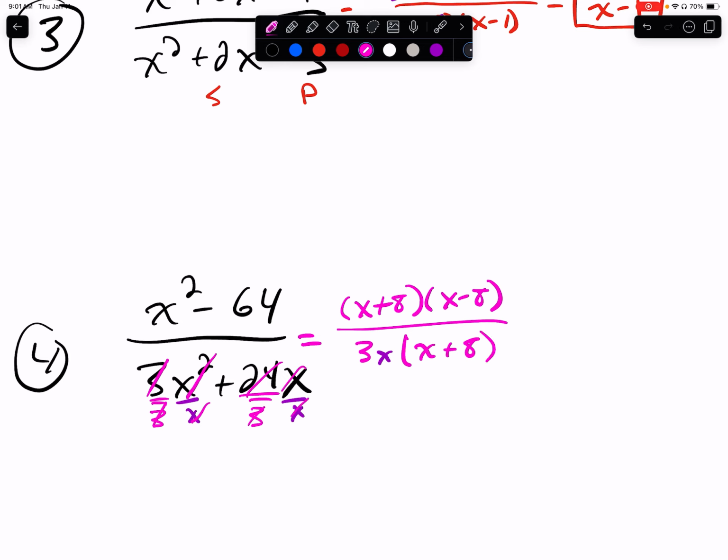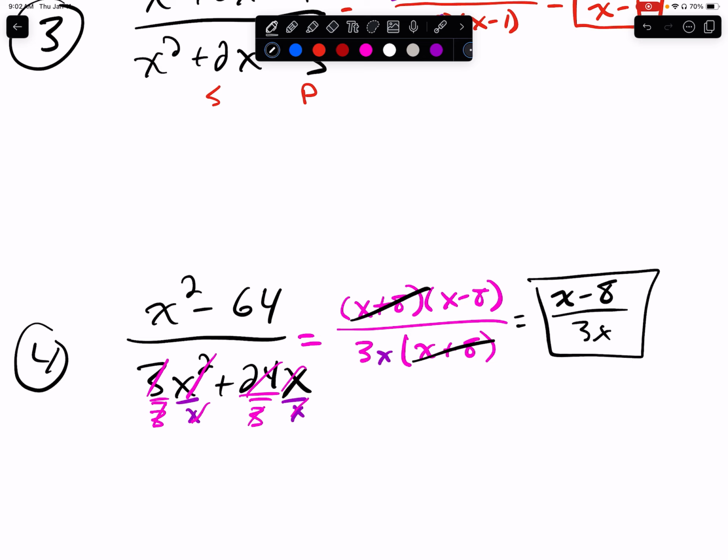Now notice we have a multiplicative relationship. We're multiplying everything here. Notice that on the top and on the bottom there is an x plus 8. So x plus 8 divided by x plus 8 is really just 1. So what do we have left on the top? There's only one binomial, so I'm going to write x minus 8. And what is left on the bottom? We have a 3x. And there you have a completely simplified rational.